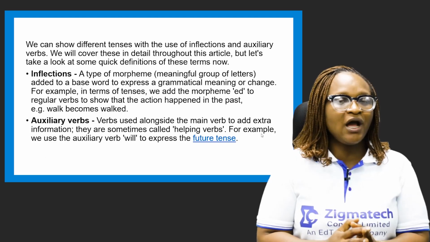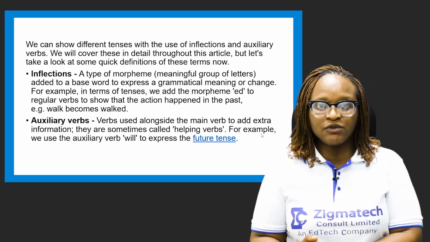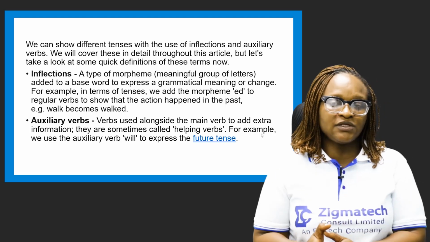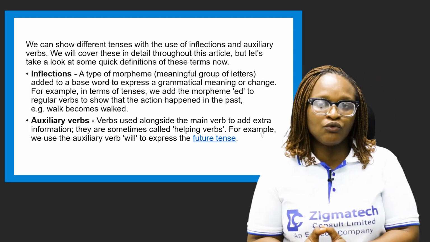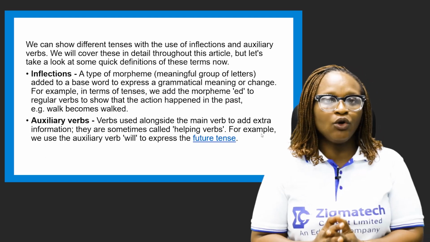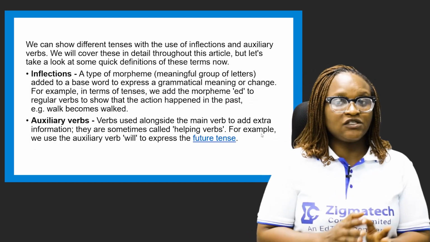Now, under verbs, we have what we call regular verbs and irregular verbs. Regular verbs are those verbs that form their past and past participle by adding D or ED. All right, that's regular verbs.